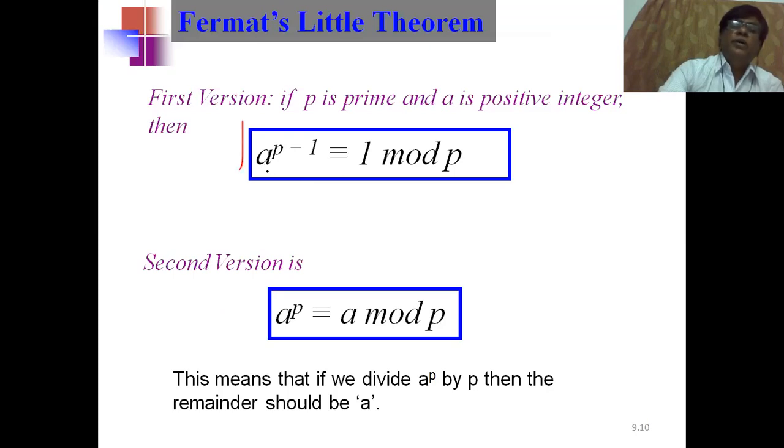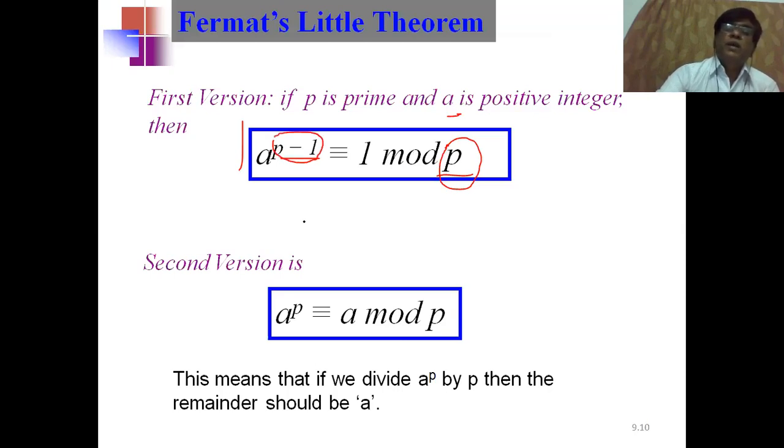A power P minus 1 is congruent to 1 mod P. That is the relationship. Whatever prime number we have, it is the mod P here, and at the A power we have the prime number minus 1, P minus 1. So we have the values like this: A power P minus 1, and mod P.